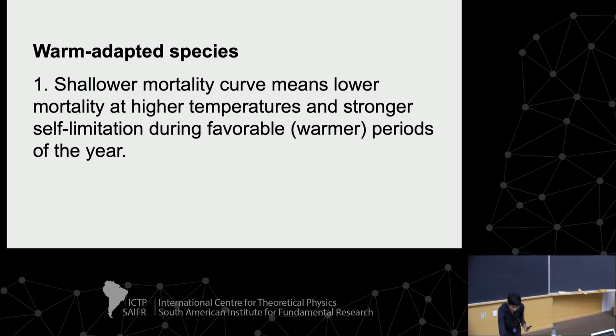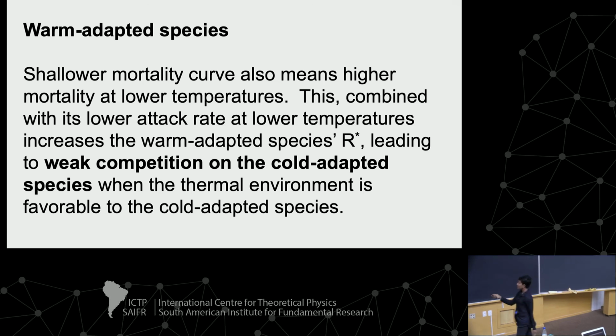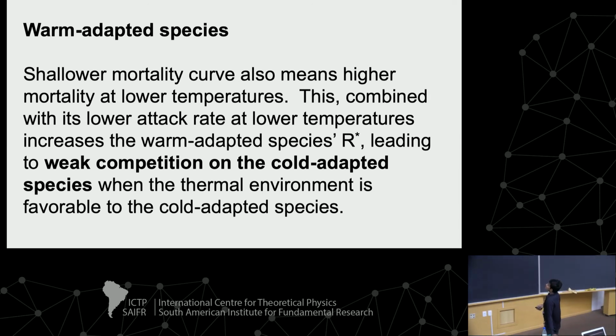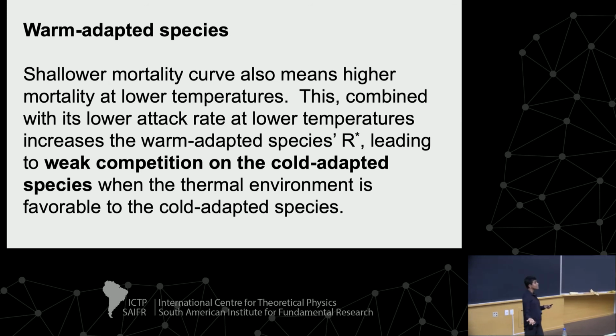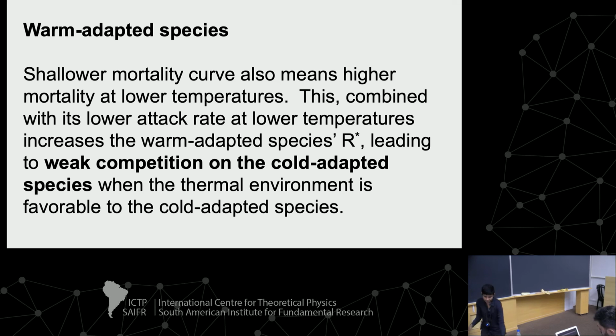And a shallow mortality curve also means higher mortality at lower temperatures, right? Here you have higher mortality because you have a shallower mortality curve, and at that point, because it's warm adapted, its attack rate is also quite low, right? So what does that mean? That means that the warm adapted species is going to have a higher R star on that end, leading to weak competition on the cold adapted species when the environment is favorable to the cold adapted species.